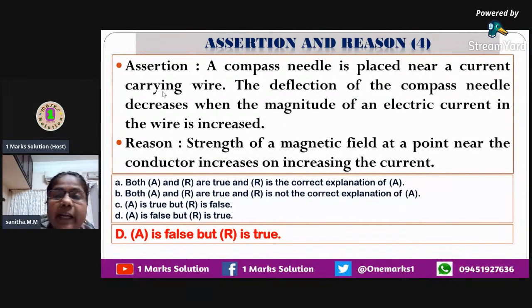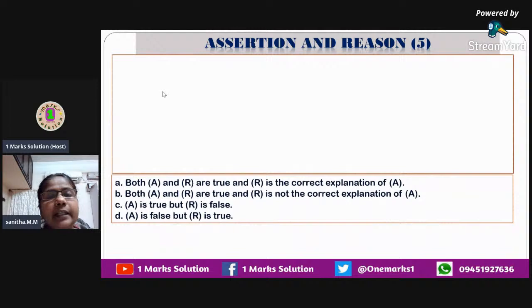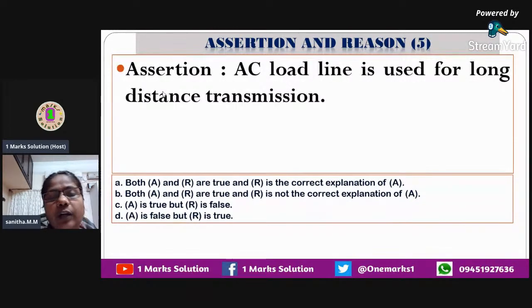Now we can go for the next one. That is the fifth question. AC load line. What is AC? Alternating current. Alternating means it is always changing up and down. That means positive and negative, up and down, it is changing. It is used for long distance transmission. Yes, we are using alternating current. We are producing alternating current and we are transmitting also.